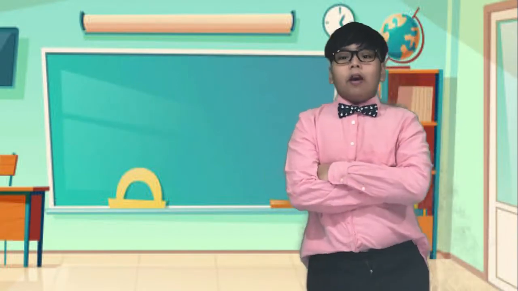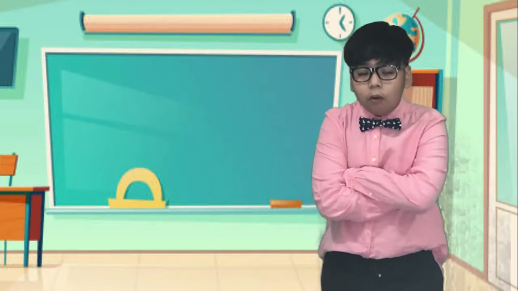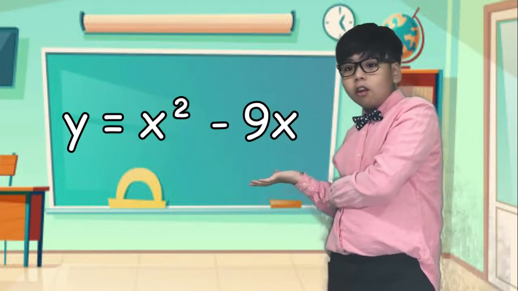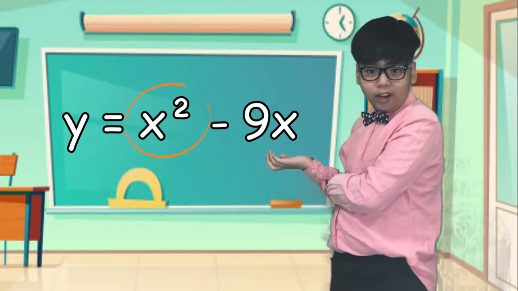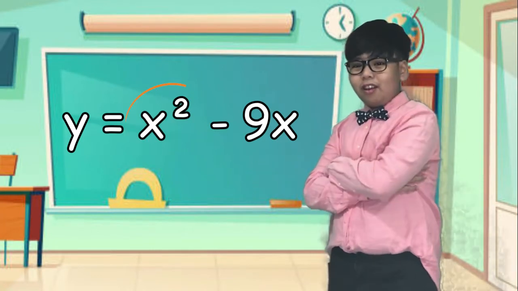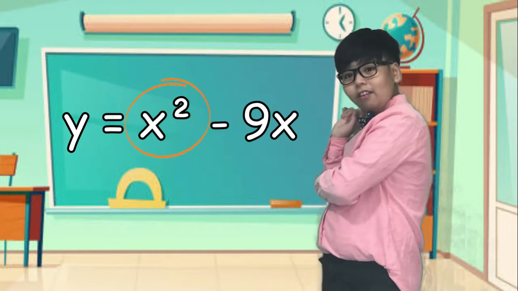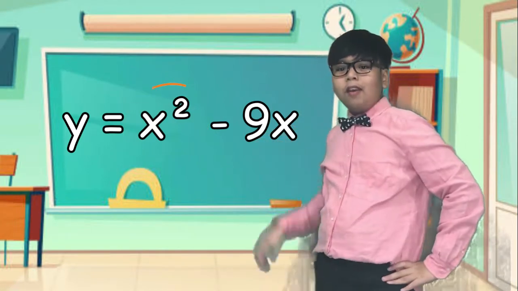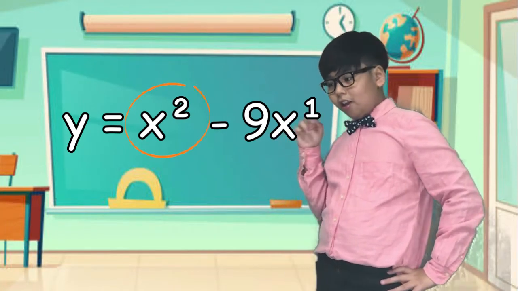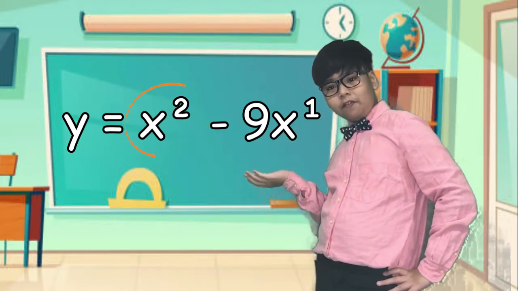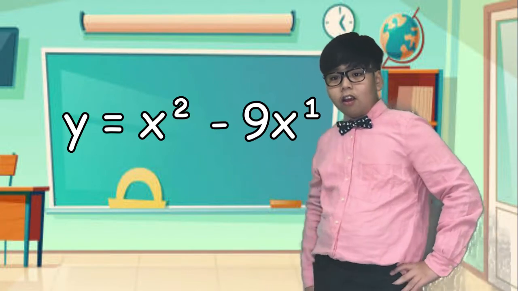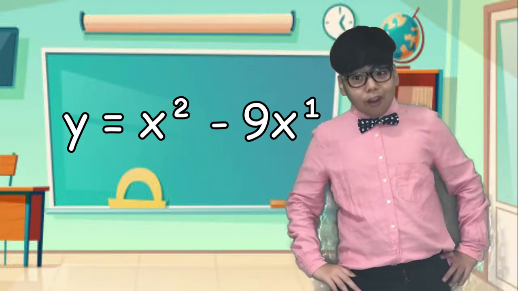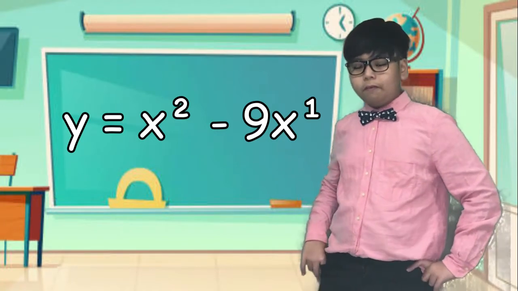Now, what about this one? y equals x squared minus 9x. Here again, we have an x squared term. And the highest degree that our x has is 2. We have a degree of 2 here and a degree of 1 here. The highest degree is 2. So, you guessed it, we have another quadratic function.